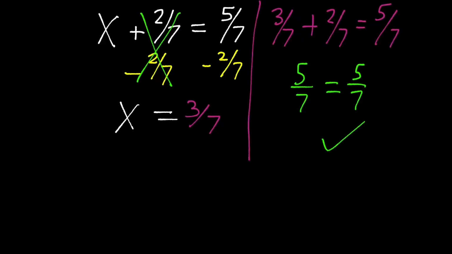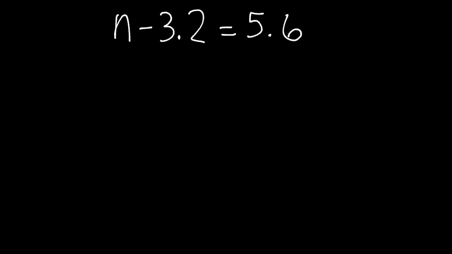Alright, let's try one more example with decimals, and then I think that'll be it for adding and subtracting single-step equations. Alright, for our last example, we have n minus 3 and 2/10 equals 5 and 6/10. I have decimals here, and what operation is going on? We have subtraction. Whatever n is, we're taking away 3 and 2/10 and being left with 5 and 6/10.